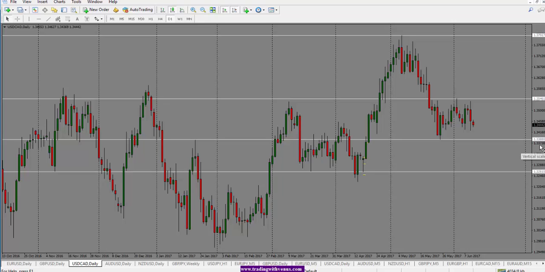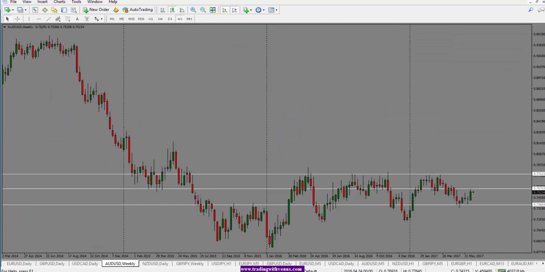Once price gets into the 133.80 level, that would be a deciding factor. If the price breaks below 133.80, we're looking for price to move towards 132.60. 133.80 is a key support for dollar CAD.